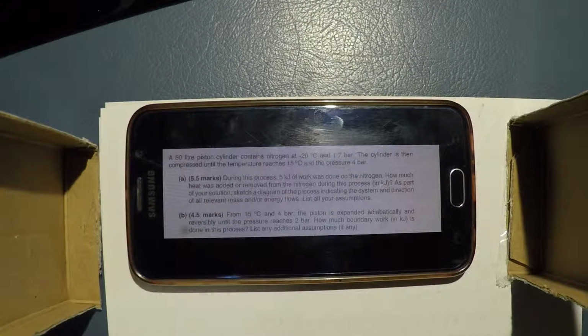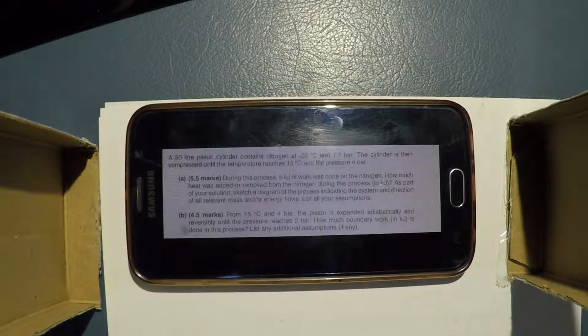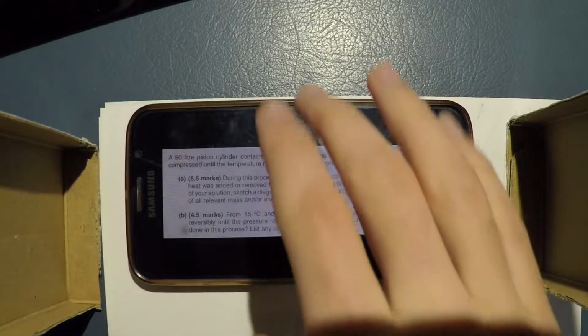Alright, this is a question about a piston cylinder device. A 50 litre piston cylinder contains nitrogen at negative 20 degrees and 1.7 bar. The cylinder is then compressed until the temperature reaches 15 degrees and a pressure of 4 bar. During this process, 4 kilojoules of work was done on the nitrogen. How much heat was added or removed from the nitrogen? So they want us to find heat, whether it was removed or put in.